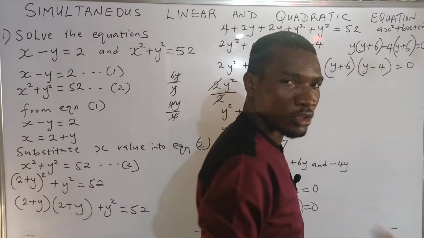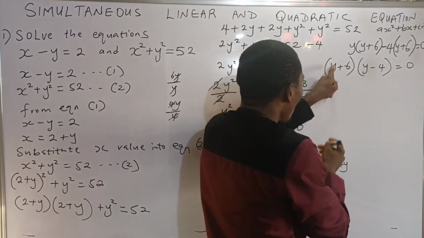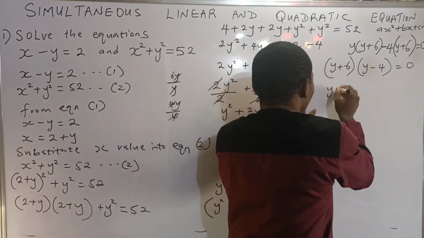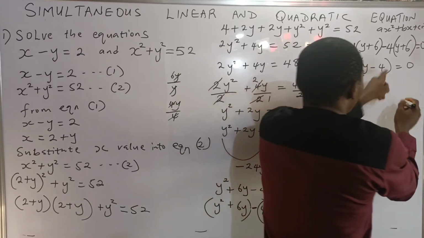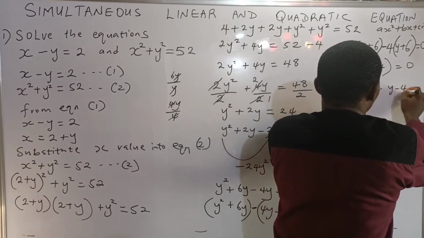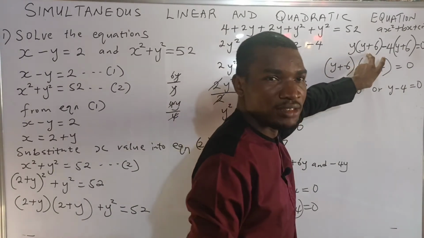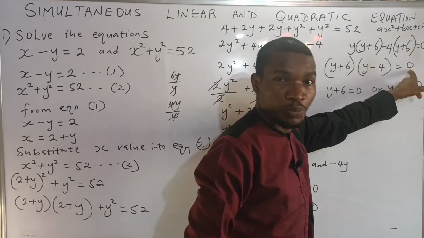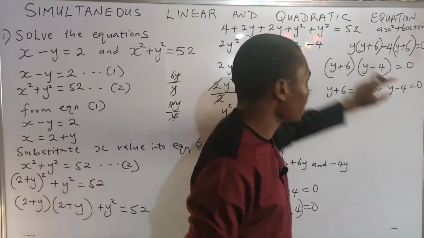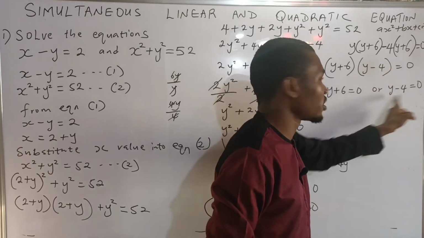Then, for the product of these two terms to be equal to 0, it is either y plus 6 is equal to 0 or y minus 4 is equal to 0. Remember, when two terms are in a product and it is equal to 0, for this equation to be equal to 0, it is either this term is 0 or this other term is 0.